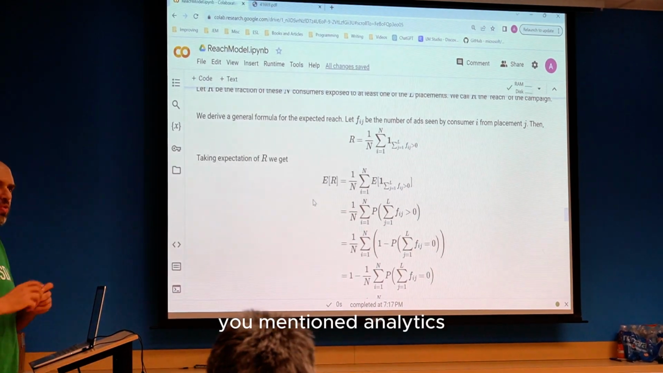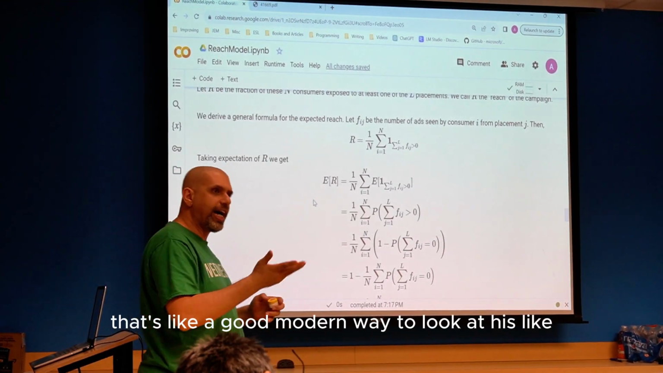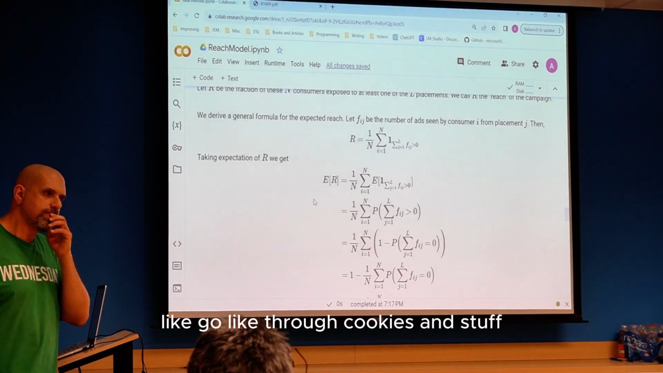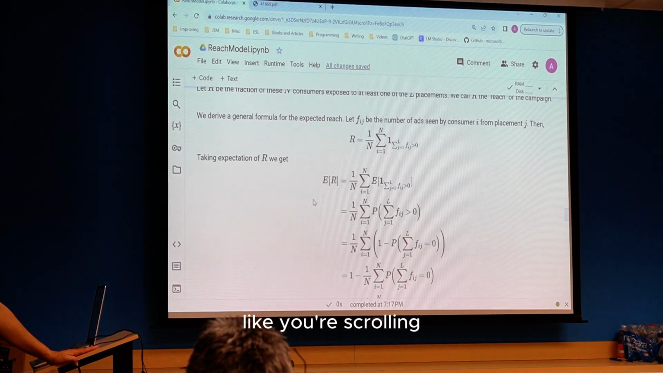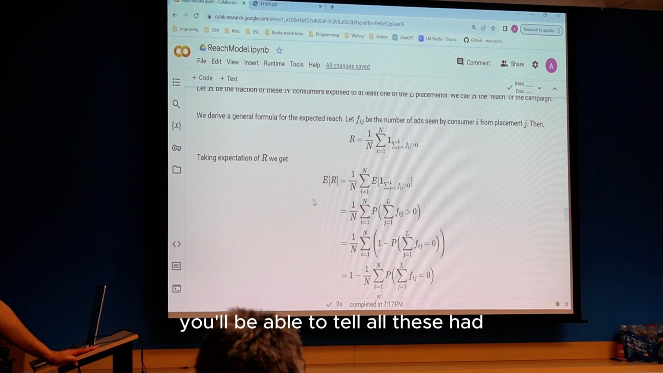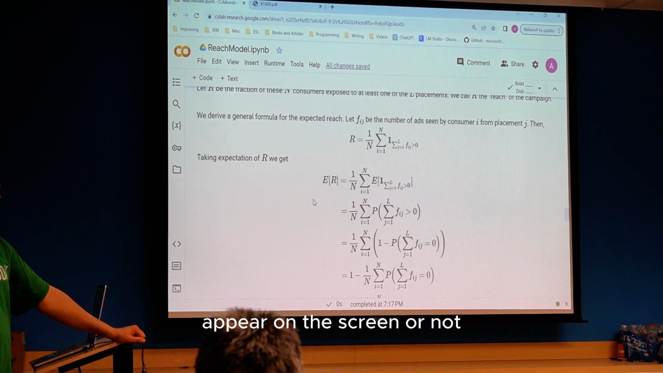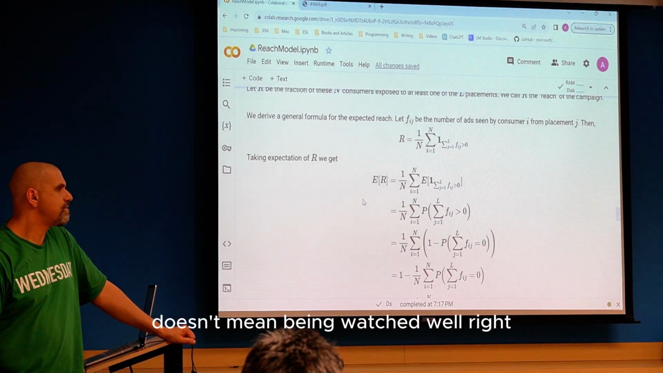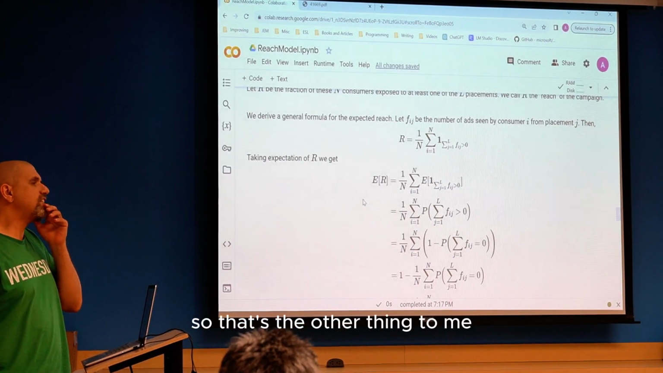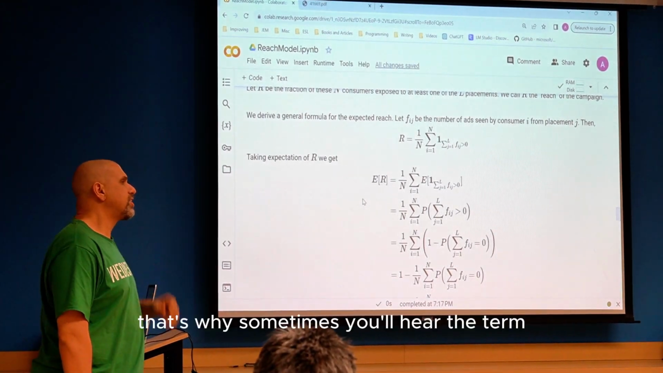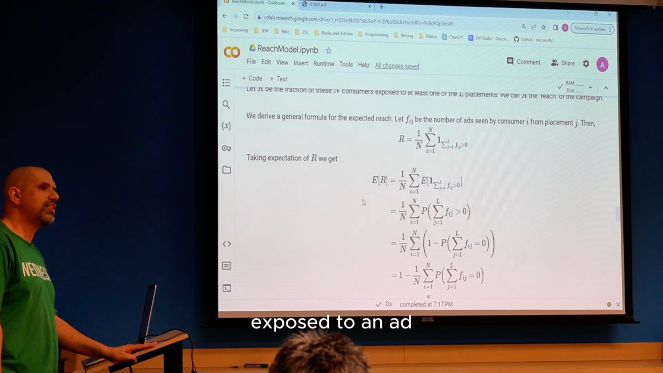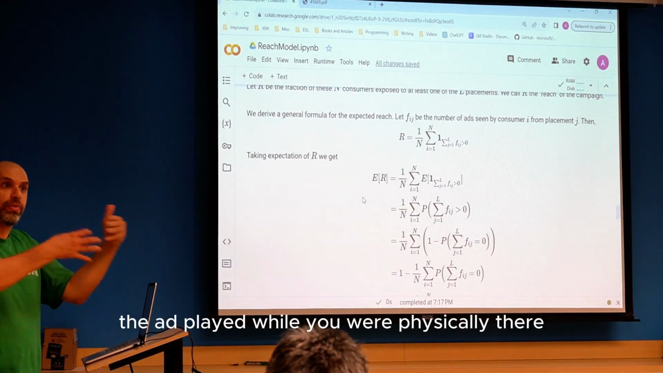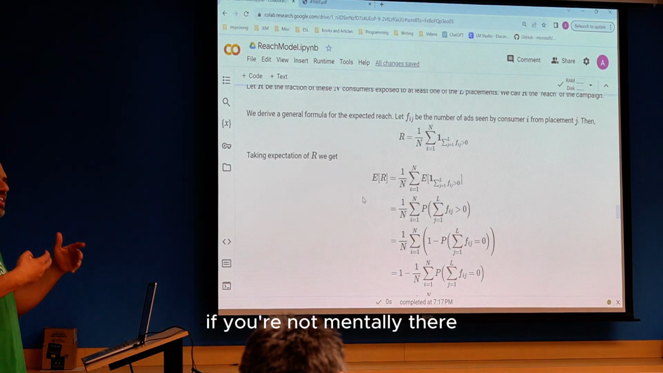And of course you mentioned analytics. A good modern way to look at it is like Google, where through cookies and similar tools you're able to tell if an ad is on screen. If you're scrolling, you can tell this ad appeared on the screen or not, and then of course if you click on it. Just because it's on the screen doesn't mean it's being watched. That's why sometimes you hear the term exposed to an ad: you don't necessarily know if you watched it, but the ad played while you were physically there, even if not mentally there.